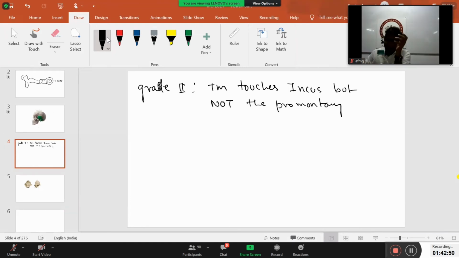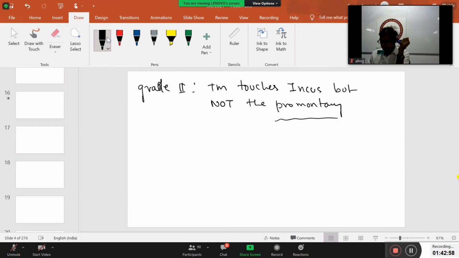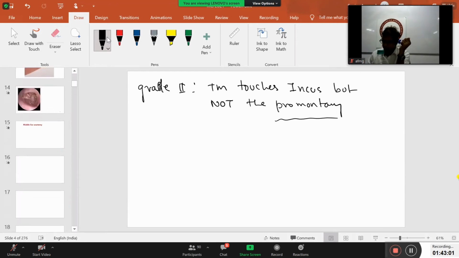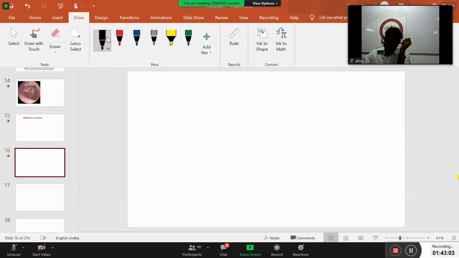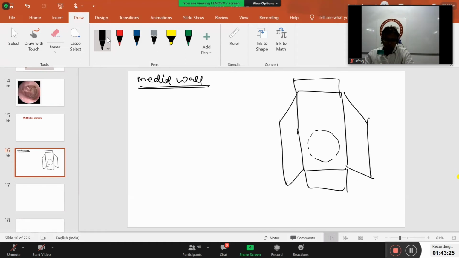Okay? Promontory. Remember promontory? That bulge on the medial wall. What is the cause of the promontory? Base of cochlea. Promontory is due to base of cochlea. So I'll draw another diagram, similar diagram. And there is a promontory here. Yes or no? So now we'll discuss medial wall of the middle ear.